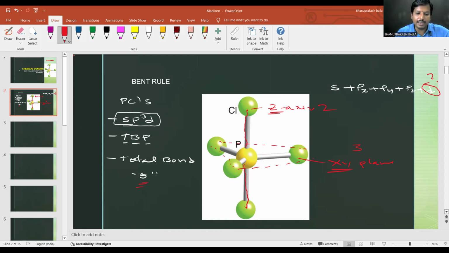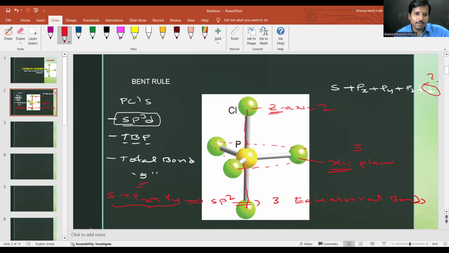That is the major reason that 3 are equatorial bonds. Out of 5 bonds, the 3 bonds are formed by which type of hybridization? That is the 1 s atomic orbital with px and py. These 3 are involved. Just imagine it is an sp2 hybrid orbital. So these will be three equatorial bonds.